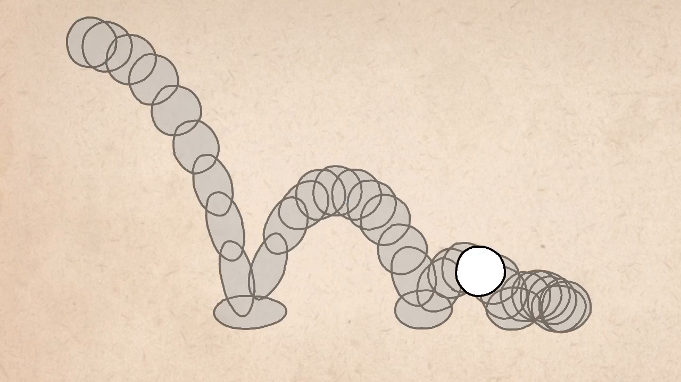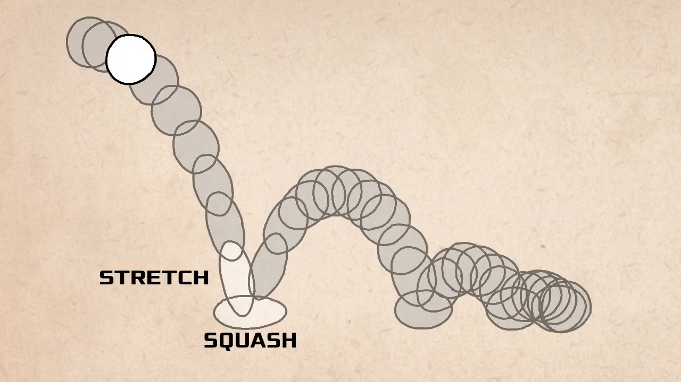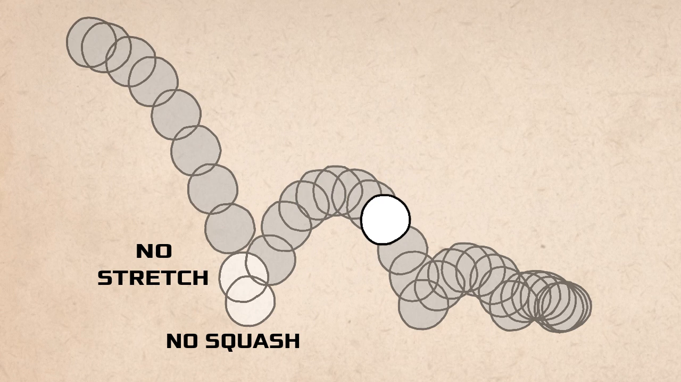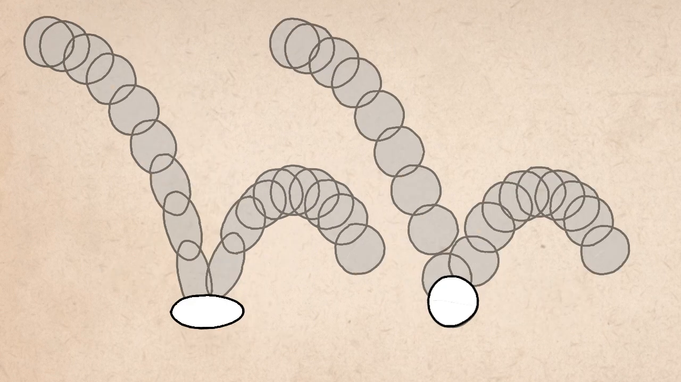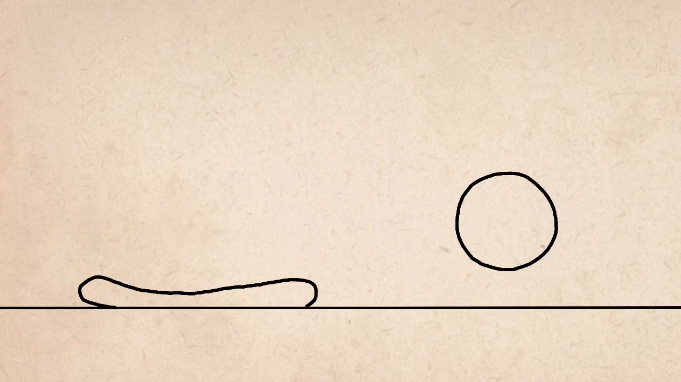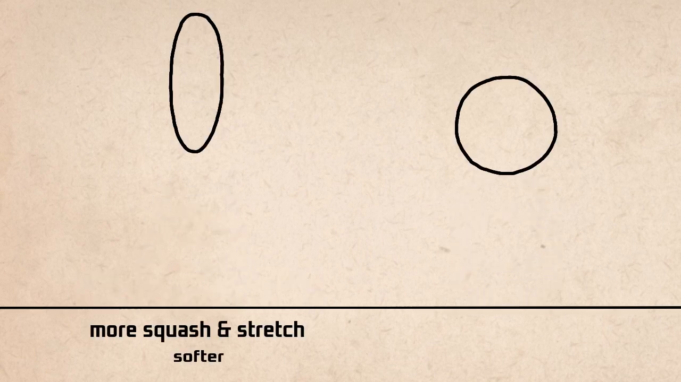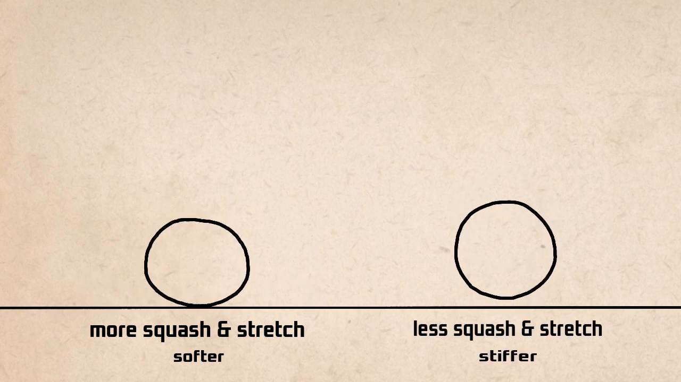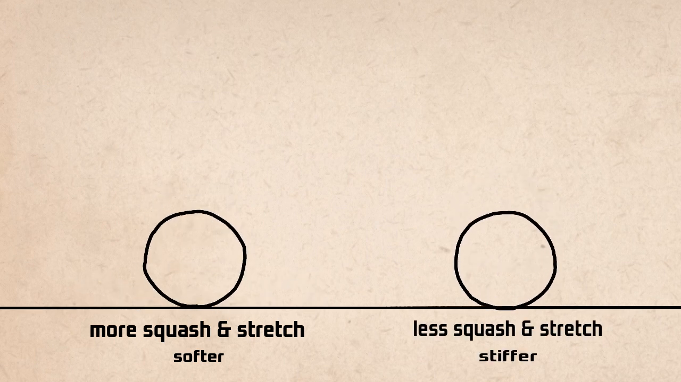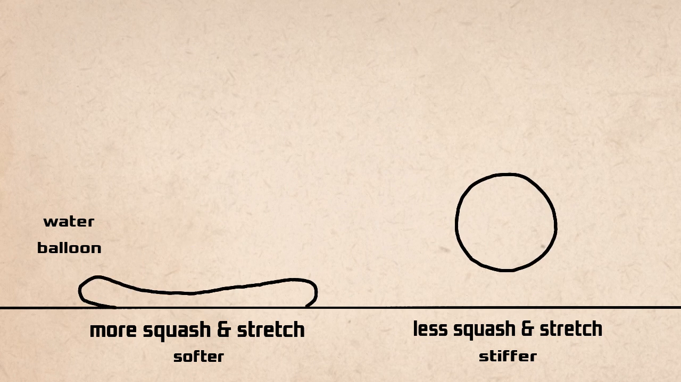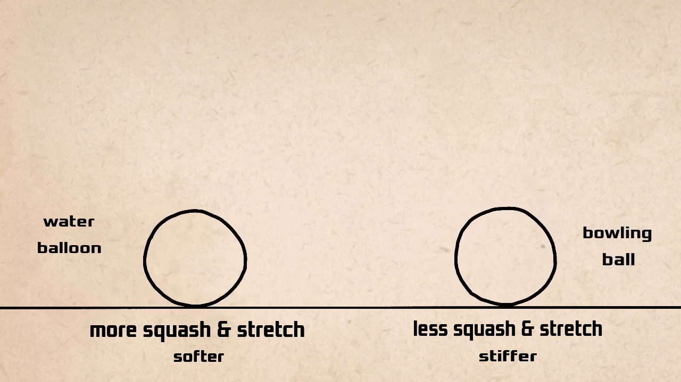Here's a bouncing ball that has squash and stretch. And here is one without squash and stretch. See the difference? The amount that an object squashes and stretches says something about its mass. The more squash and stretch, the softer the object. The less squash and stretch, the stiffer the object. The first one looks like a water balloon, and the second one probably would be a bowling ball.